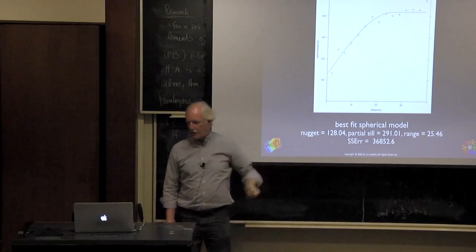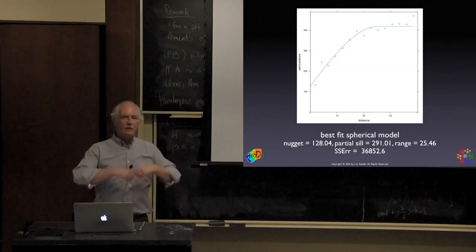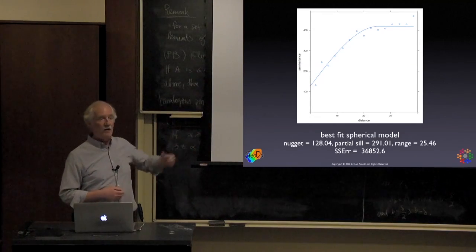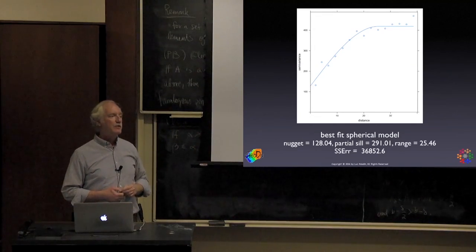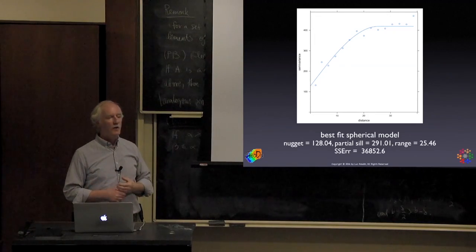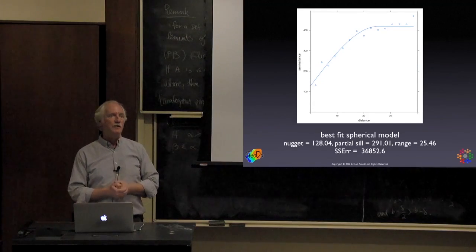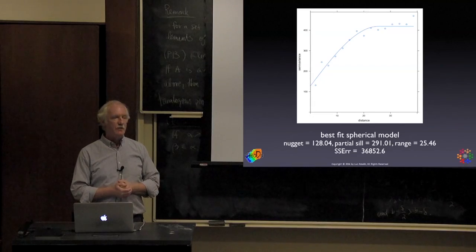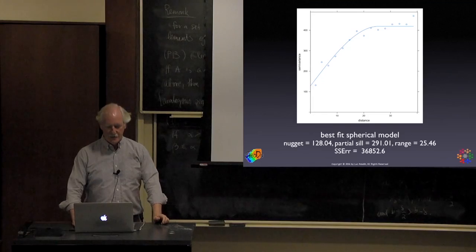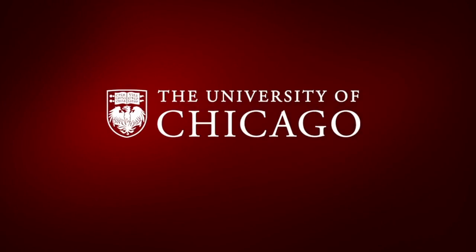You fit these starting values into a nonlinear optimization program that comes out with a bunch of final parameters, as well as a measure of fit, a sum of squared errors. And that becomes the tool that you use in spatial prediction. Spatial prediction, unfortunately, I don't have time to talk about, but that is the ultimate goal of all of this. Okay? So that's it.